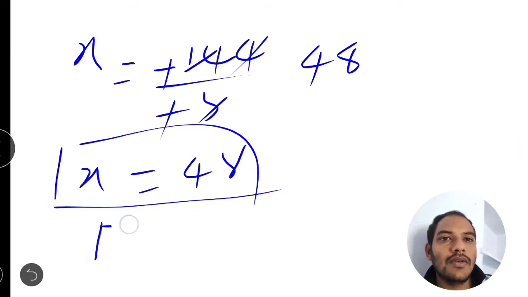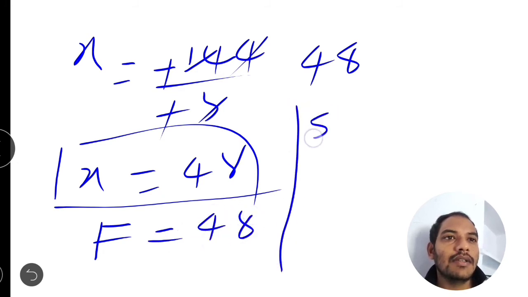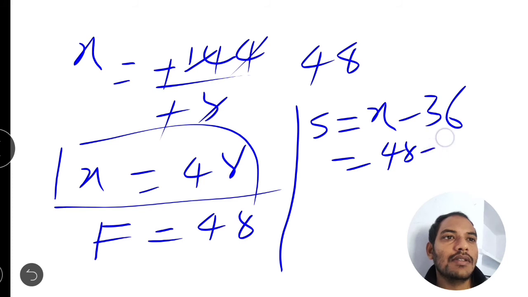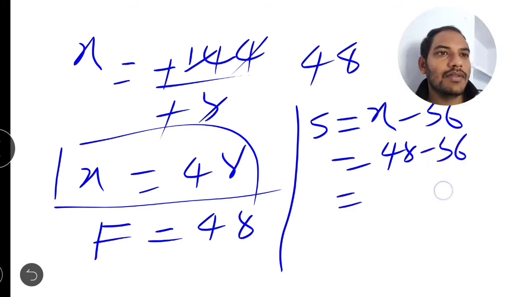So let's find out the integer. The first integer is x, that is 48. The second integer is x minus 36, so 48 minus 36. 8 minus 6 is 2, 4 minus 3 is 1. So the second integer is 12 and the first integer is 48.